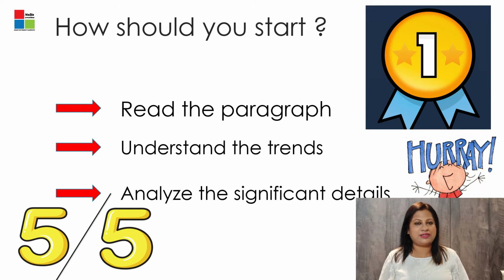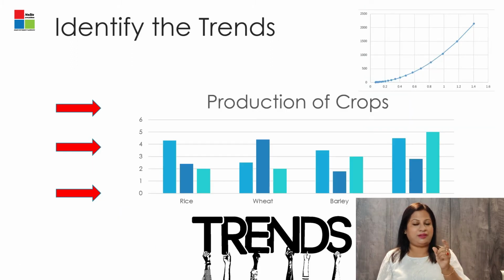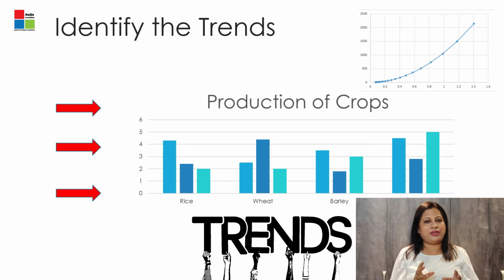What I mean by trends is, for example, if you're given a graph, for example, the production of crops over a certain period of time. Now, what are the trends that you can locate in this kind of a graph? Maybe in a particular year, there is a subsequent increase in production. For example, in the 1990s, there's a subsequent increase in the production of rice or wheat. So that is a trend. Similarly, in a certain year, if there's a decrease in production, that can also be a trend. So these are the trends that you need to locate and identify, which has to be included in your paragraph.